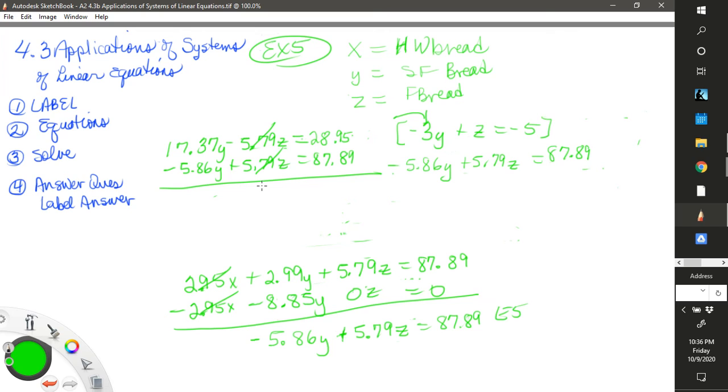Let's do 17.37 plus a negative 5.86 gives us a positive 11.51, and that equals 28.95 plus 87.89. 116.84 divided by 11.51. Do that again, 116.84 divided by 11.51.